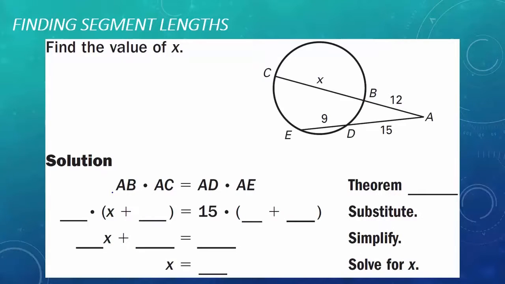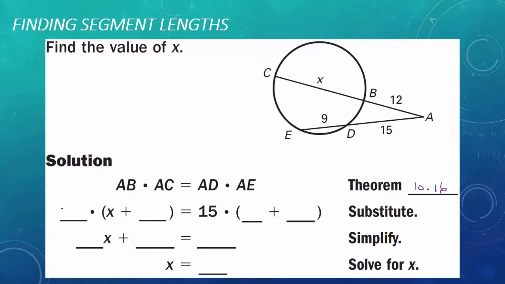Example 2 is another one for finding segment lengths. This time I have two secants intersecting at the same point, and for this I need to find the value of X. So I'm going to be using Theorem 10.16 to solve for the value of X. In 10.16, I know that the length of AB times the entire secant, which is AC, is equal to the external part of the secant AD times the entire length AE.